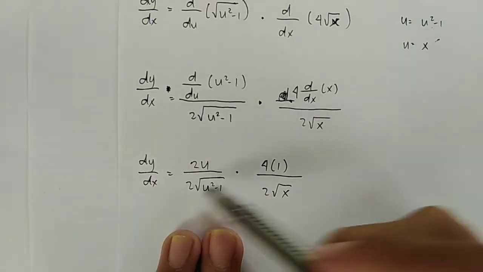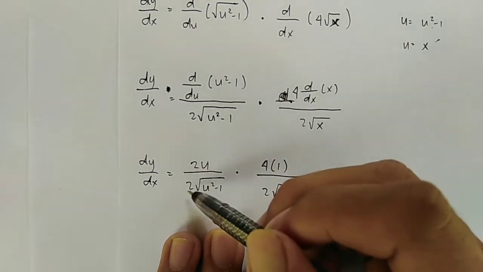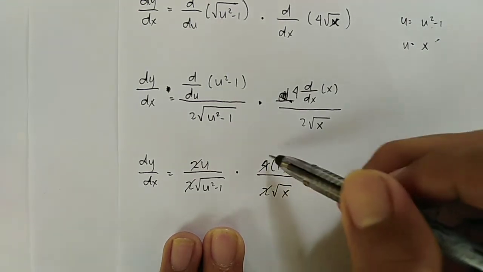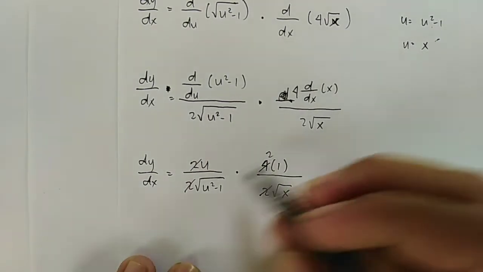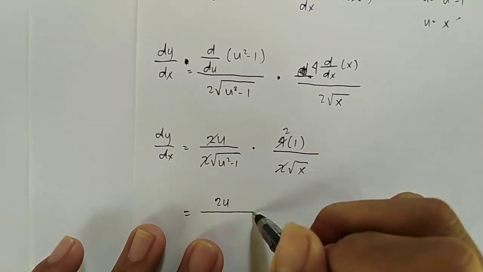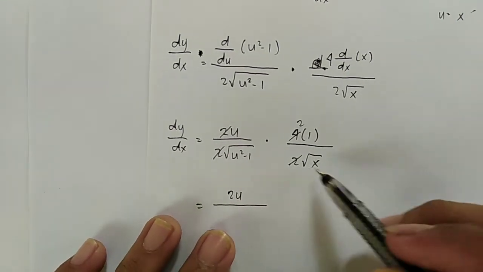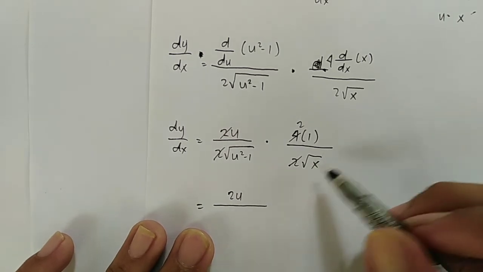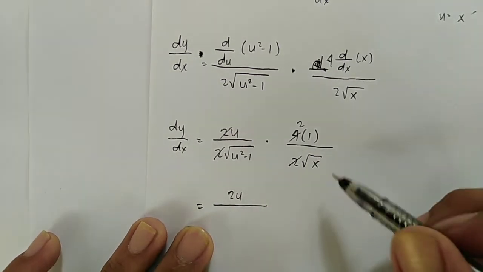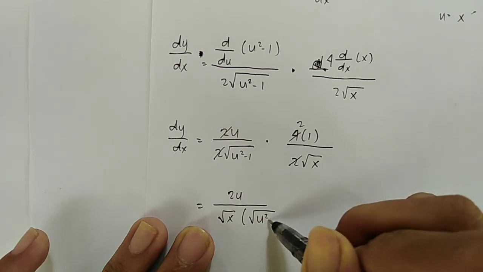Kung makikita ninyo dito sa magkabilang side, may common between numerator and denominator. So pwede natin cancel out ang 2 dito, at saka pwede natin i-divide yung 4 by 2. So magtitira dito ay 2 na lang. So simplifying further, magiging 2u all over square root of x times square root of u squared minus 1, since hindi sila magkatulad ng base, or yung radicand ay hindi sila pwedeng ipag-combine. So mangyayari diyan square root of x times the quantity of square root of u squared minus 1.